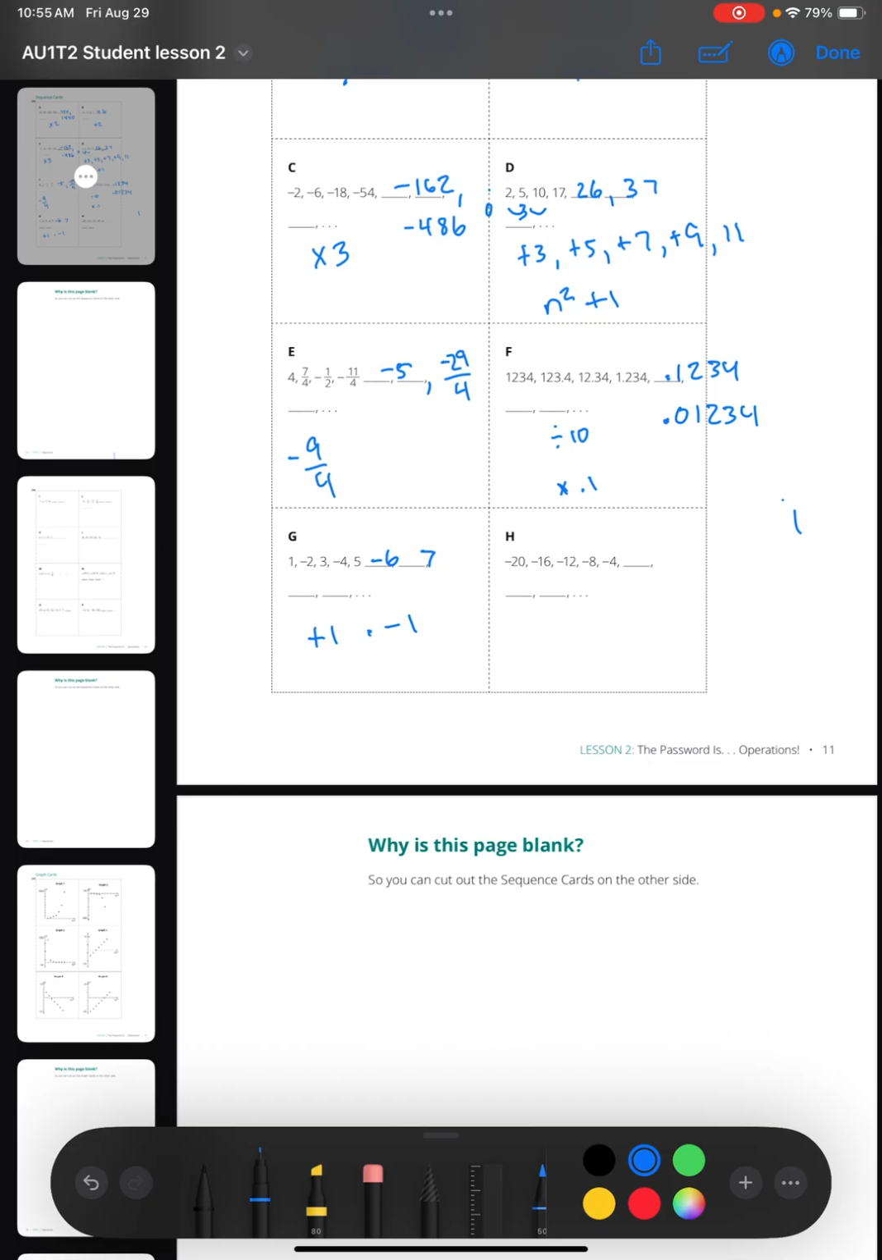All right, and then H, negative 20, negative 16, negative 12, negative 8, negative 4. Pattern that's going on there is we're just adding 4. Much easier one to spot. If we add 4 again, we're going to get to 0 and then 4.